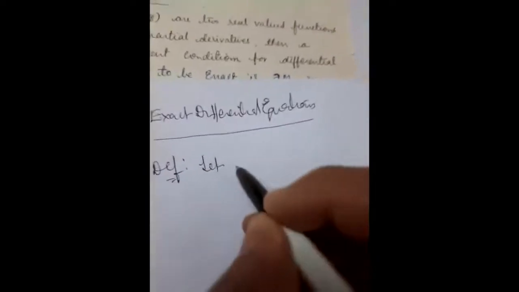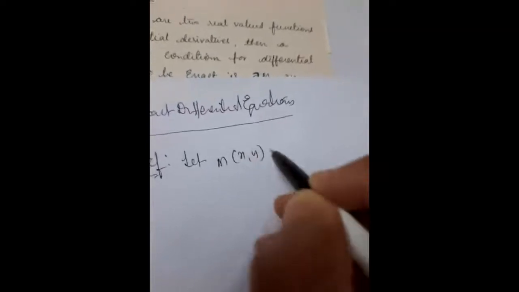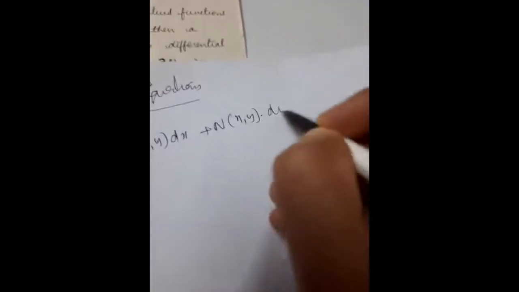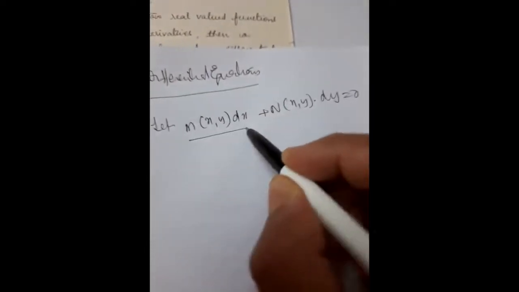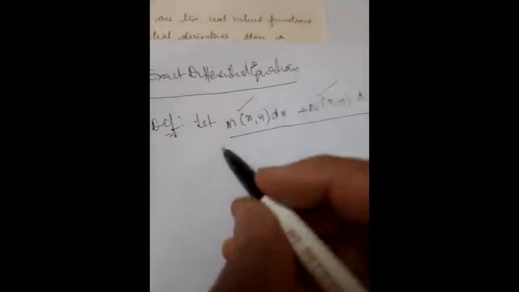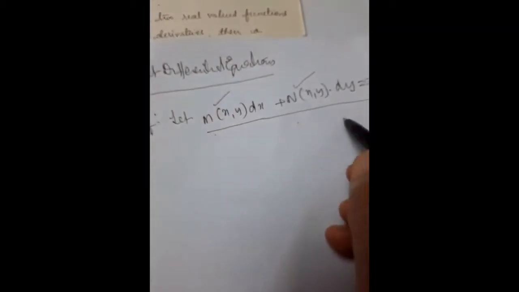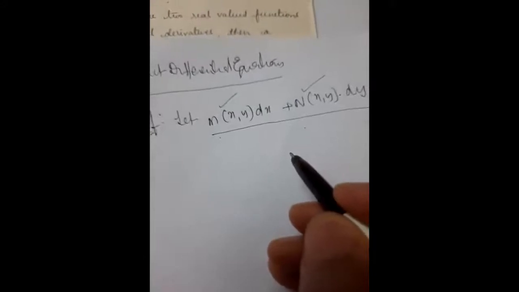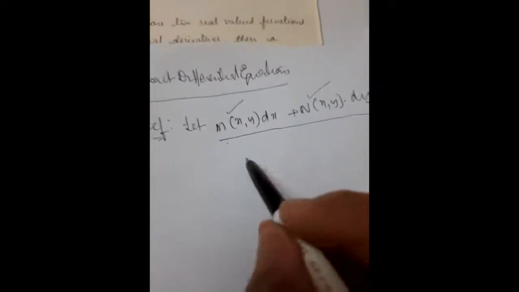Let M of x comma y dx plus N of x comma y dy equal to 0. Here I have written M of x comma y dx plus N of x comma y dy equal to 0. That is, M is a function of x and y, N is a function of x and y. I have taken this first order and first degree differential equation, where M and N are real valued functions of x and y. This equation is said to be exact.